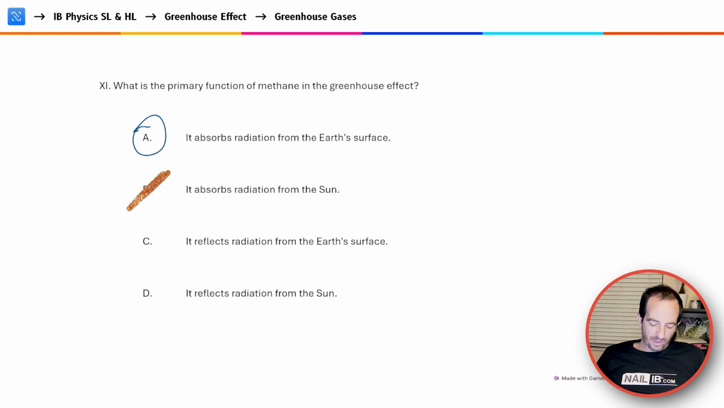It reflects radiation. The reflection is not the problem. The problem is that it absorbs the infrared radiation, heats up, and causes it to shoot back. I wouldn't say that it reflects. And it definitely doesn't reflect radiation from the sun. Right? That's not it. Any reflection that the greenhouse gases do is not what causes the greenhouse effect. The greenhouse effect is primarily from the absorption of the radiation, leading to re-emission of infrared radiation.